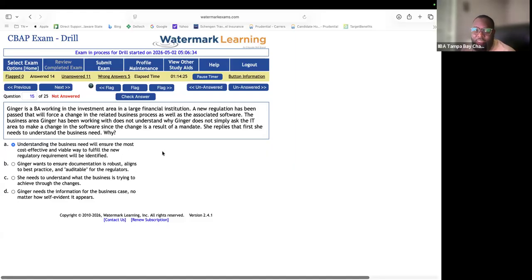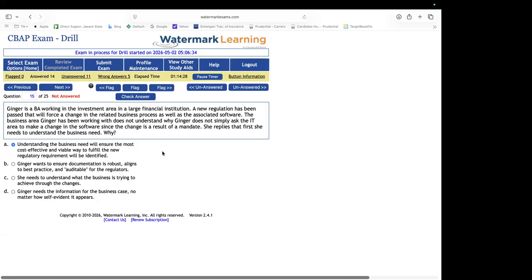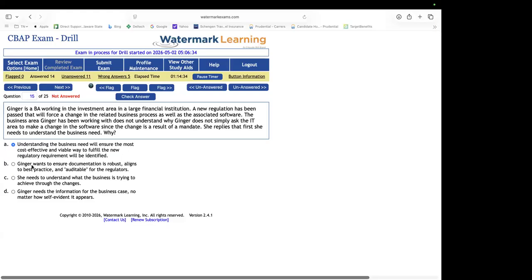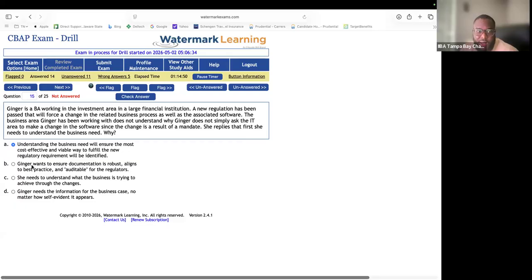Anyone else have a different opinion? I think it's B, because we need to know the requirements for the auditable, for the regulators, so that we have the exact requirements from the regulator. Yeah, but in order for you to get a documentation, you have to understand the need to create that documentation, right? I need a tiebreaker then.